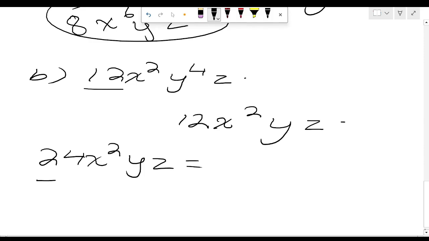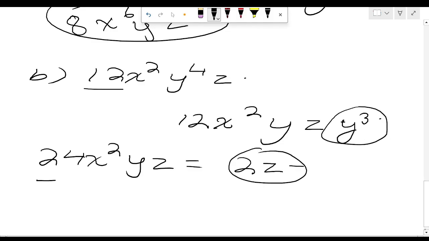So first I will write this. After writing this, I just need to find the uncommon factors. So 12 and 12 will cancel each other out. x squared and x squared will cancel each other out. Y power 4 divided by y results in y cubed. Now let's move on to 24x power 2 yz. 12 2s are 24, so I'll just write 2. Then x power 2 divided by x power 2 results in nothing. Y will be cancelled and we will just have z. So this is the second uncommon factor and this is the first uncommon factor.